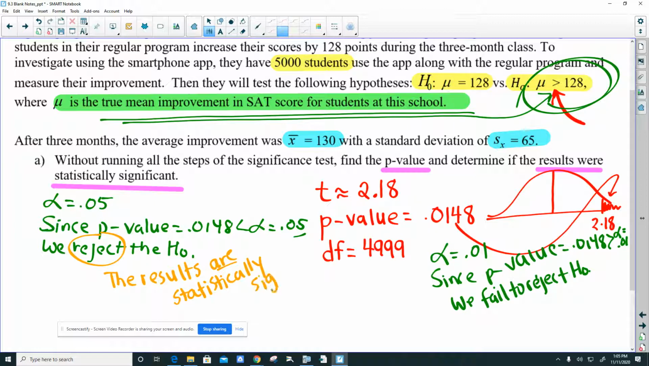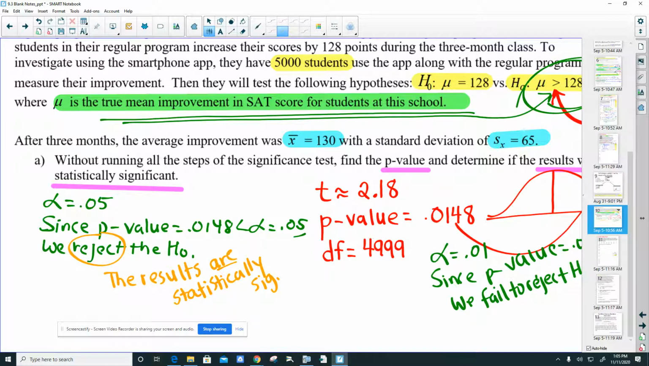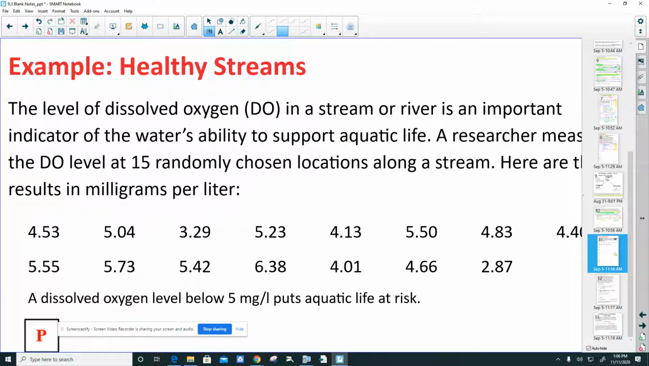In the other scenario, I would say that they're not statistically significant. It depends on what your alpha level is there. Okay, so we're going to get a little bit of practice here with using our calculator for this, but that was just a very small intro to show you how that works.